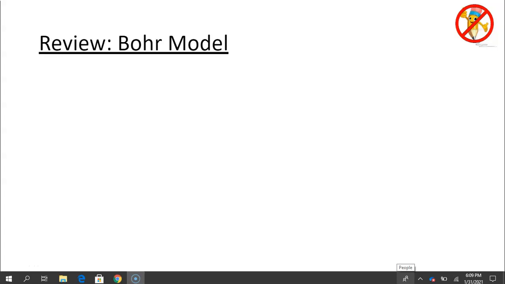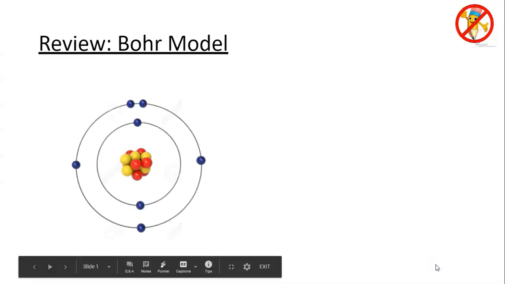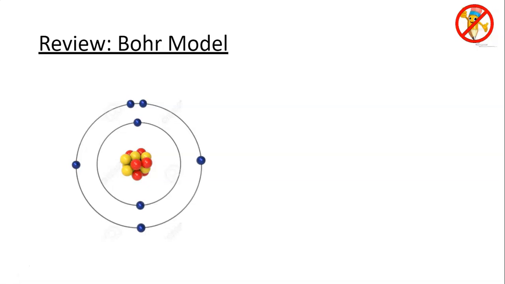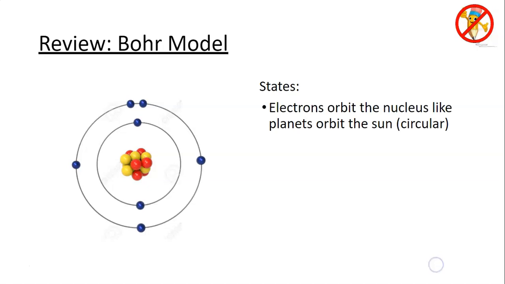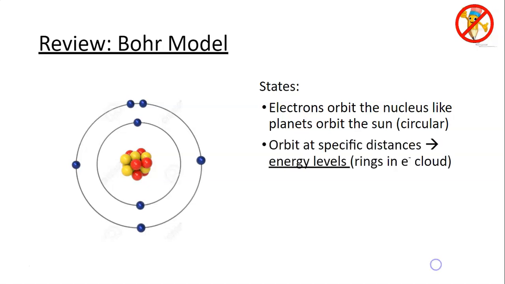Before we get started into the quantum model and electron configuration, I want to quickly review the Bohr model that was in a previous lesson. If you remember, this is what a Bohr model looks like. You have your nucleus inside, and then you have electrons going around. The Bohr model states that the electrons orbit the nucleus like the planets orbit the sun, so circular motion.